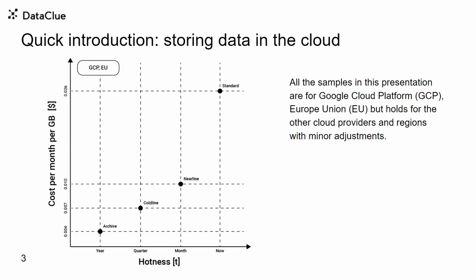So without further ado, a quick introduction: storing data in the cloud. In this presentation, I'm going to explain only for Google Cloud Platform, or GCP, for the European Union regions. It's not just a specific region, but all the regions in the European Union. It's actually even cheaper for a specific region. The reason for this configuration is that the client who originated the project is from the UK, and he used GCP.